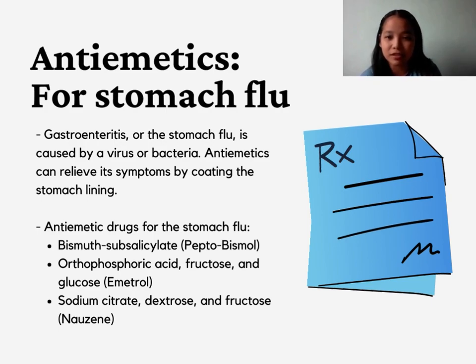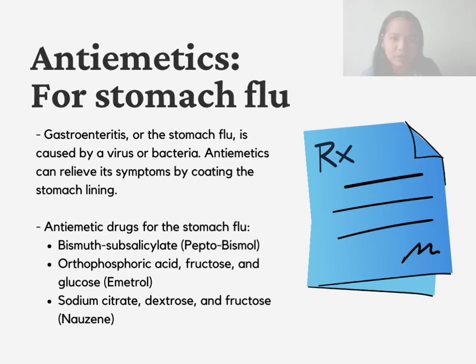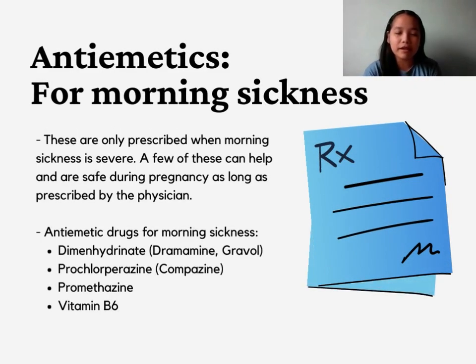Now, antiemetic drugs for the stomach flu include bismuth subsalicylate, which is more known for its brand name Pepto-Bismol. We also have the combos of orthophosphoric acid, fructose and glucose, as well as sodium citrate, dextrose, and fructose. Of course, we also have antiemetics for pregnant people who are experiencing morning sickness.